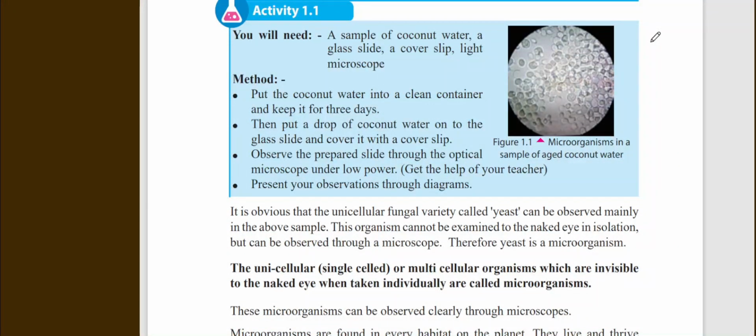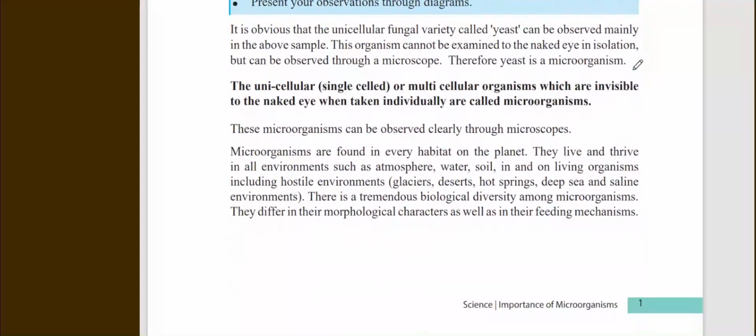So this is yeast. They are observing yeast. So a sample of coconut water, a glass slide, and a cover slip. And so on, you know this experiment, unicellular, single celled or multicellular.